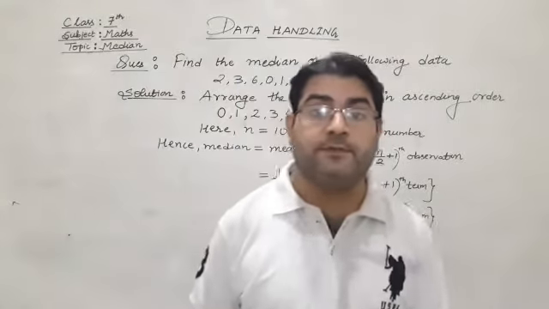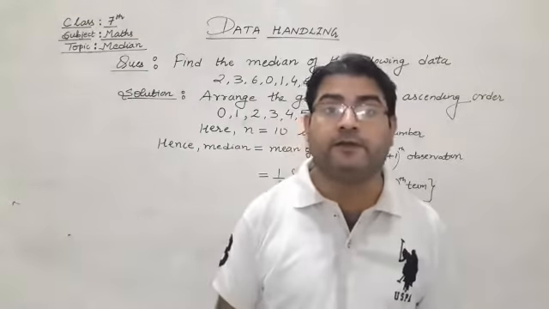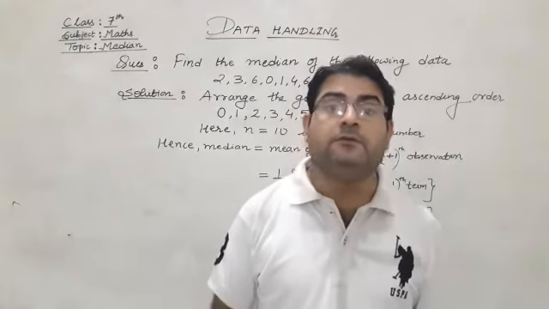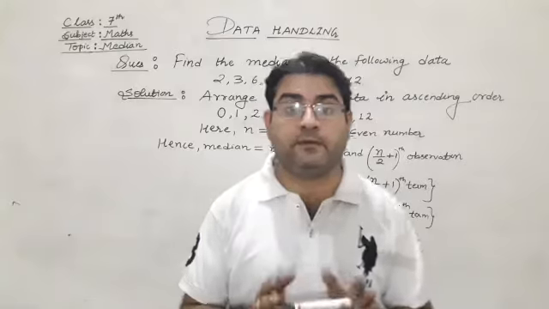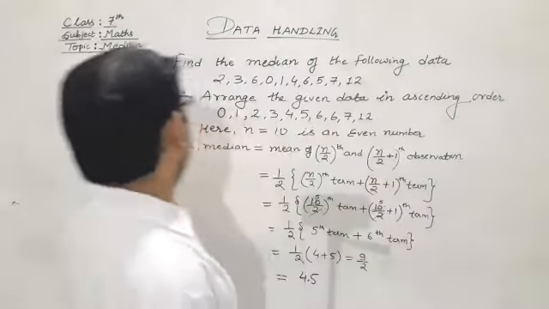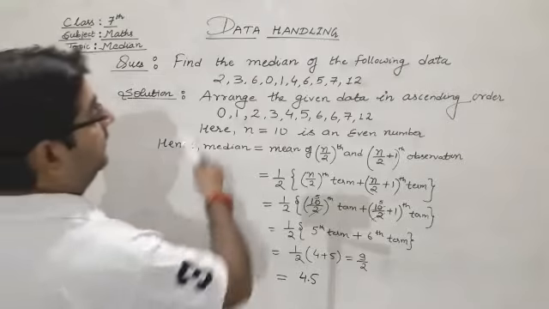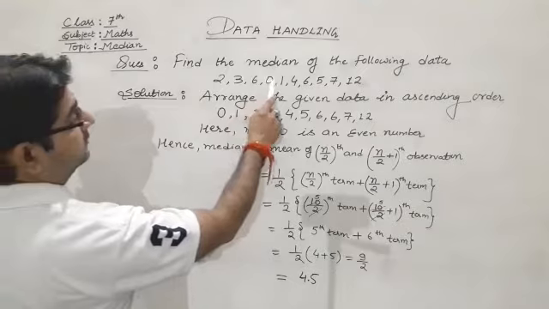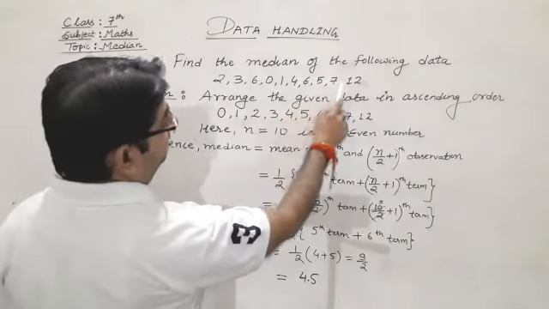My dear students, in the previous lecture we studied how you can calculate the median of the data when the number of observations is odd. And now we will study how you can calculate the median of data when the number of observations is even. So let's study. Now we have to find the median of the following data. The data given is 2, 3, 6, 0, 1, 4, 6, 5, 7, 12.